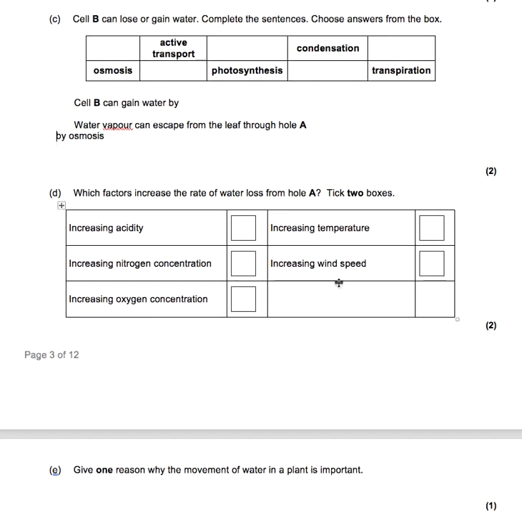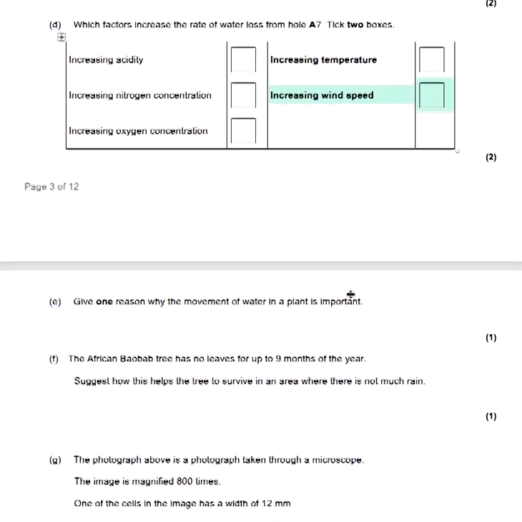Part D. What factors increase the rate of water loss? Well, increase in temperature would do that. You're thinking about the things that would increase the rate of evaporation. And an increase in the wind speed would do that too. So if you think back to your physics, these are the things that would change the rate of evaporation, and this is what's actually happening with the leaf.